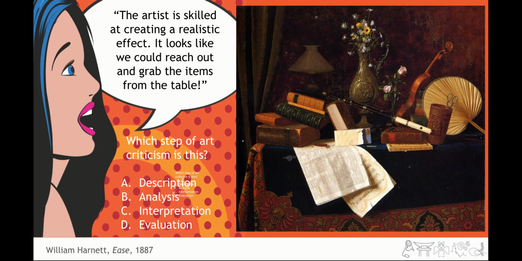The artist is skilled at creating a realistic effect. It looks like we could reach out and grab the items from the table. Which step of art criticism is this? Description, analysis, interpretation, or evaluation? Here we are evaluating what the painting's value is, right? How good the artist was, whether we like it. We're saying that the artist is skilled at creating a realistic effect, right? We're making a judgment about the quality of the artwork.